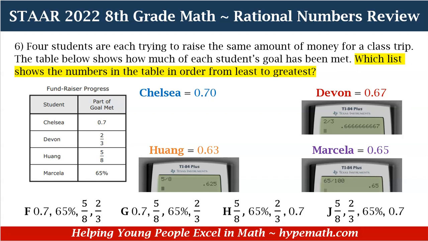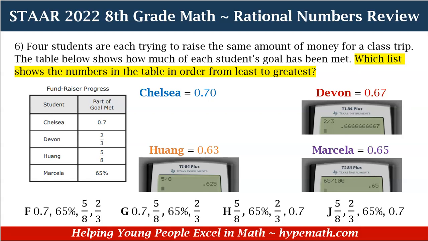For Devin, it says 2/3. So we're going to pull out our handy dandy calculator and put in 2 divided by 3. And you see it's 0.6 and it continues on with the sixes, but we're going to round to the nearest hundredth place. So Devin's decimal number is 0.67. For Huang, we put in 5 divided by 8, and that is 0.63.